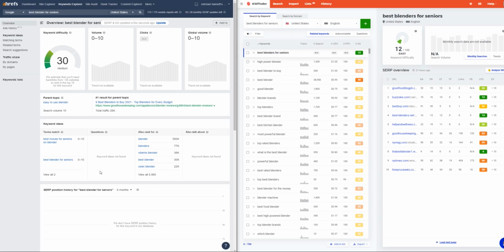Today is the mother load, isn't it? That means that today we are testing KWFinder against AHRefs. So I'm only looking at the keyword difficulty score. That's the only thing I've been looking at in this series of videos.